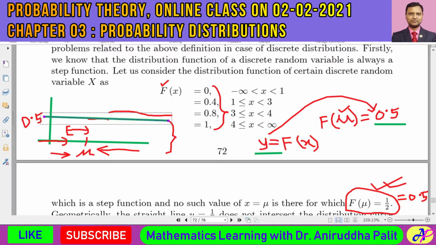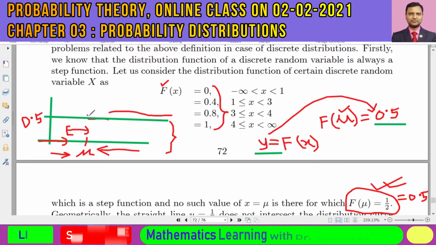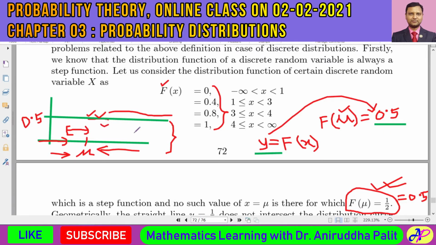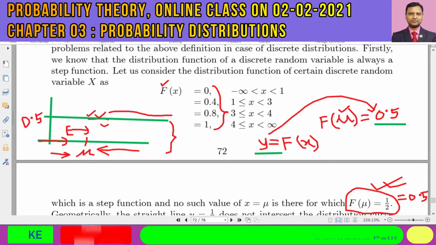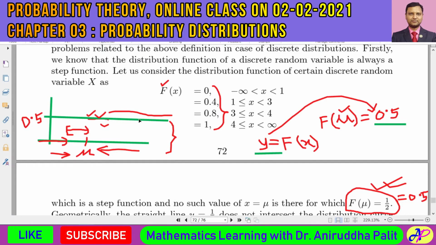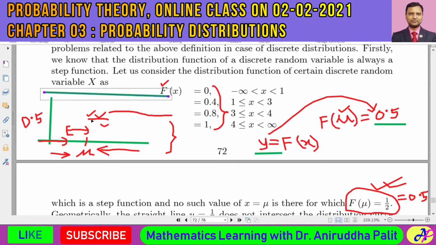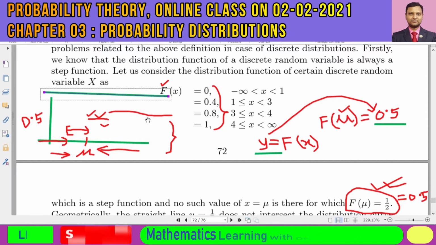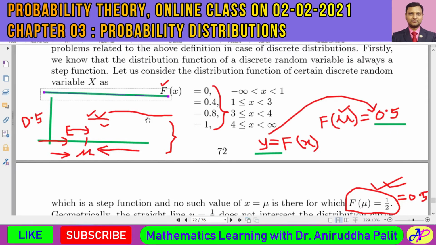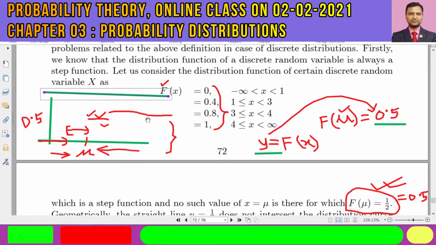And then what happens in such cases? Any point throughout this step is actually a candidate of being a median. Any point in this step would be a member, and that would be equally valid to be the median of the distribution.